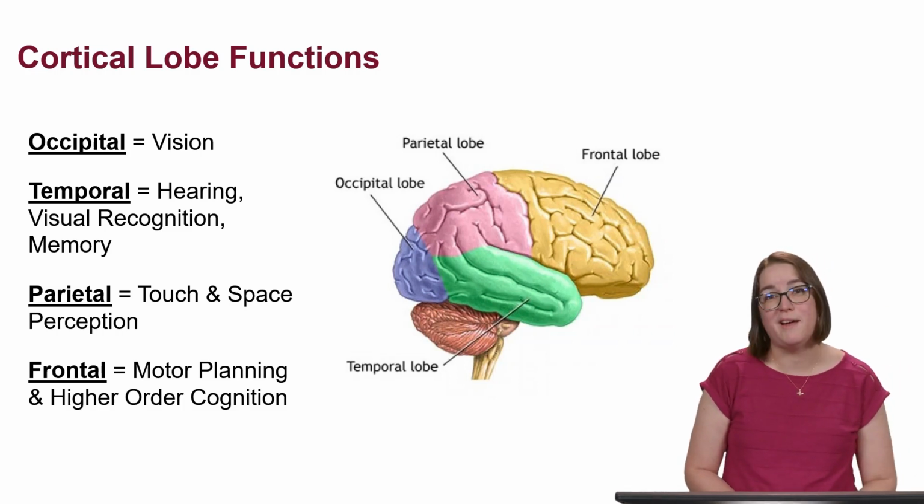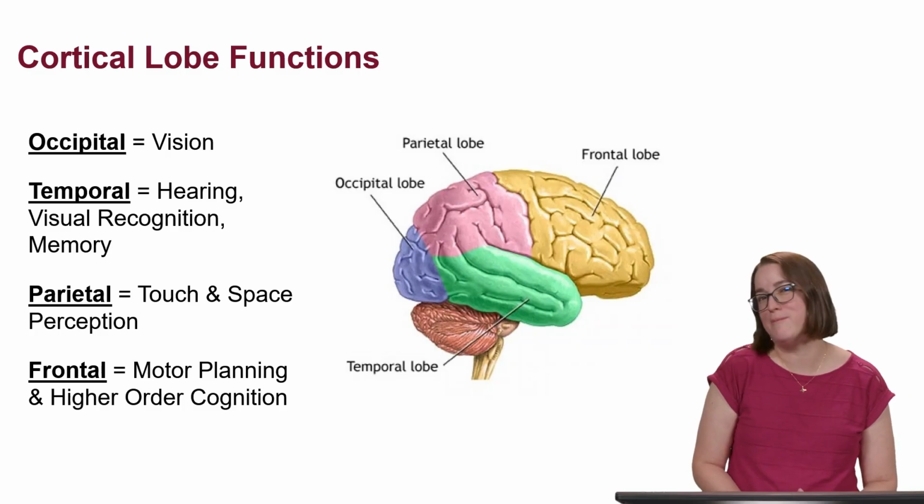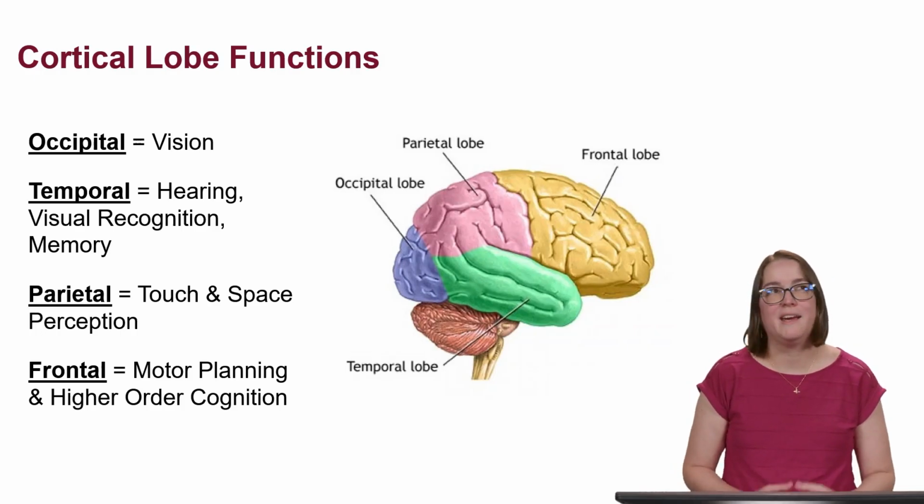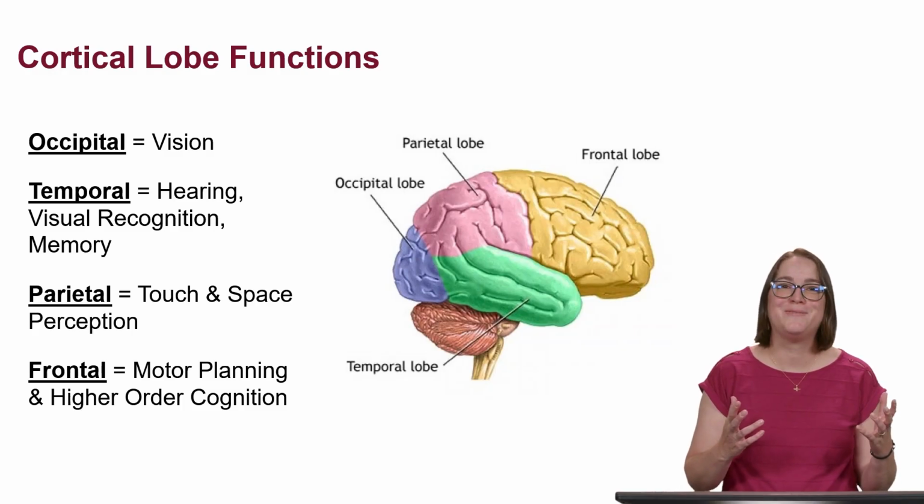The frontal lobe does a lot of fancy cognitive stuff that we could abstractly think about as planning. This includes short term motor planning, like I'm going to move my arm, but also long term planning, like I want to be a lawyer someday.